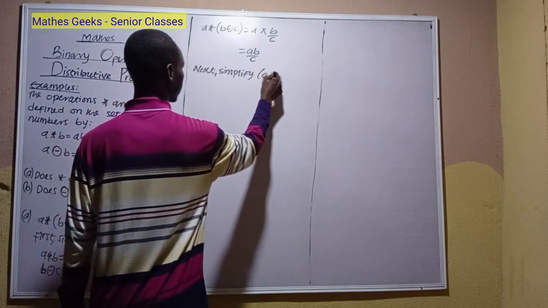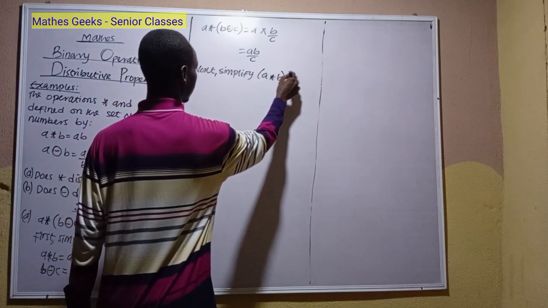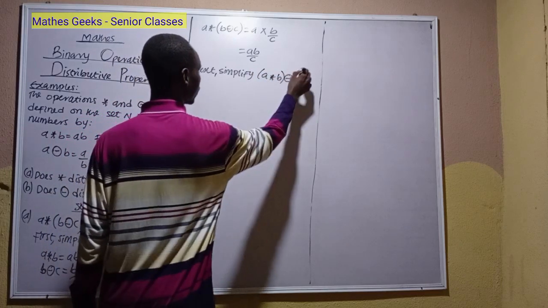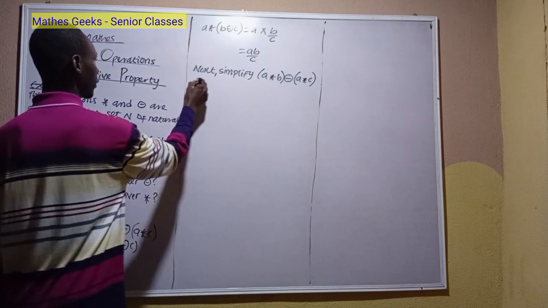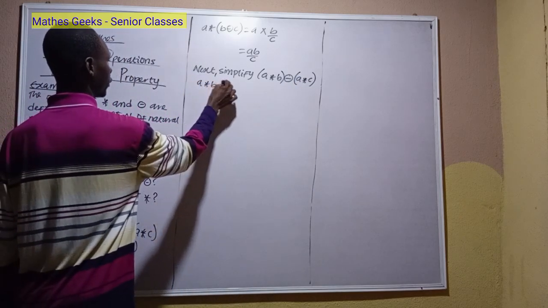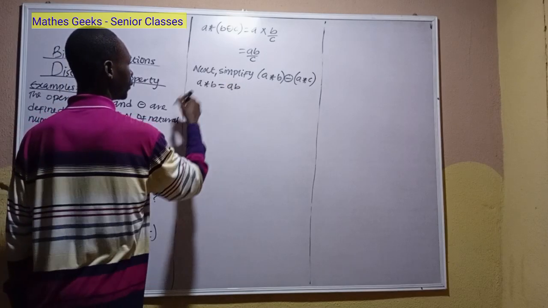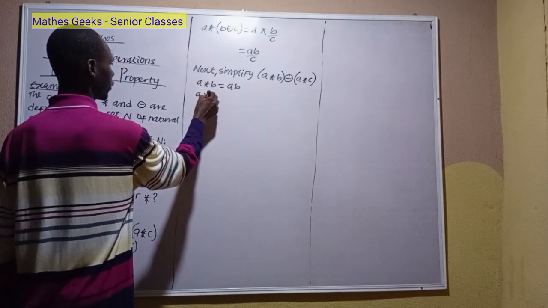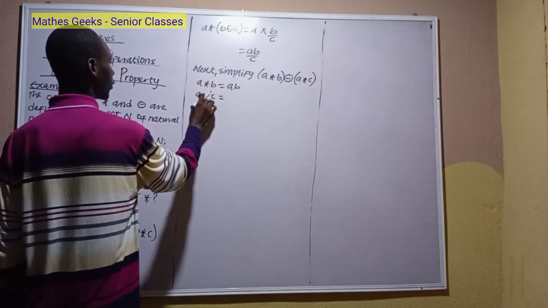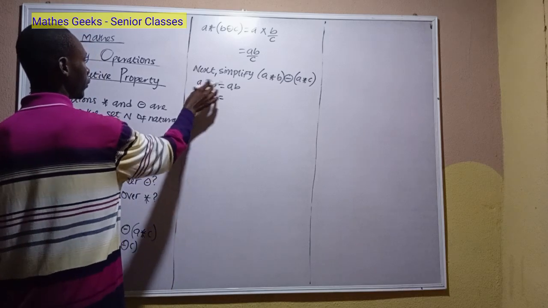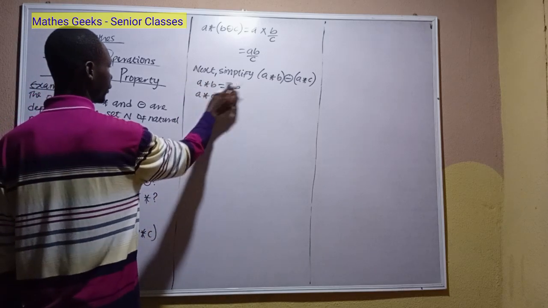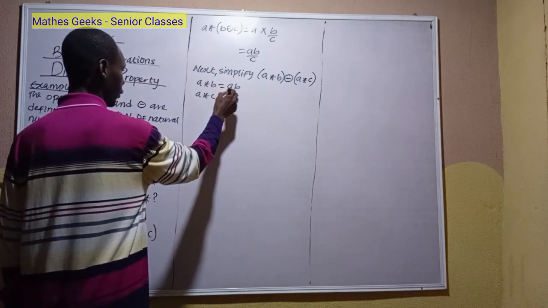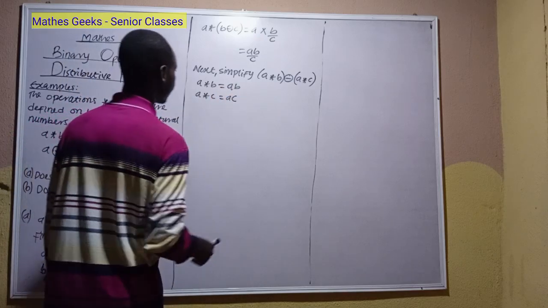A star B operation A star C. So A star B is equal to AB. This was the star operation. Using this one, our A is A, and here C replaces B in the formula, so it becomes AC.